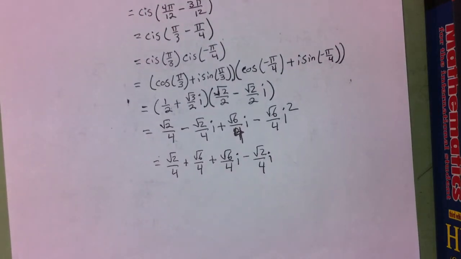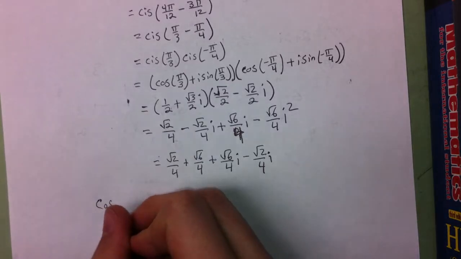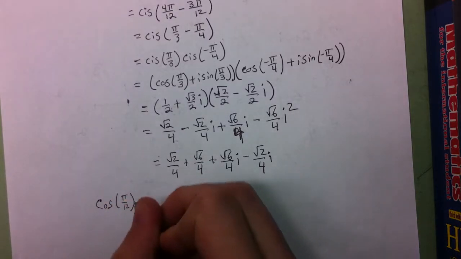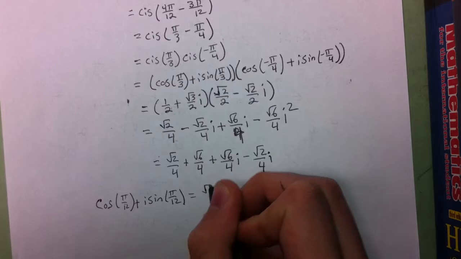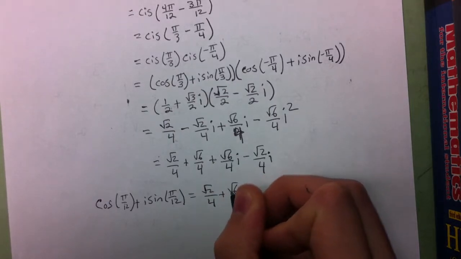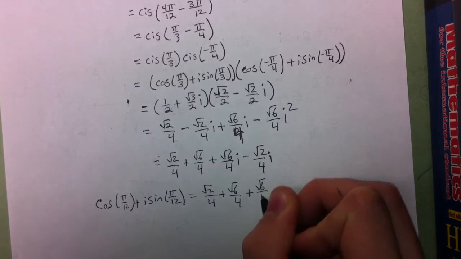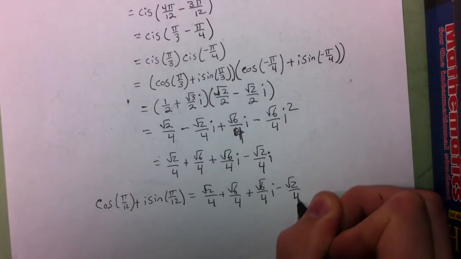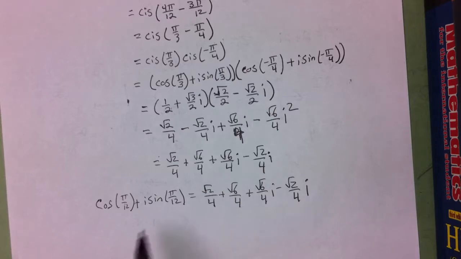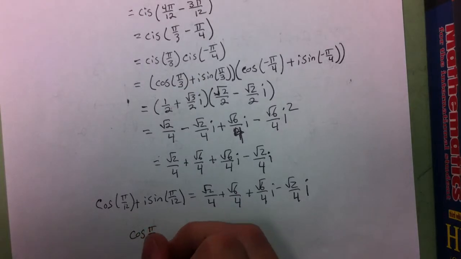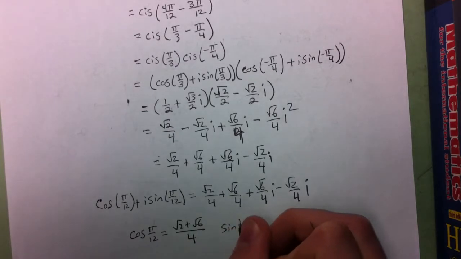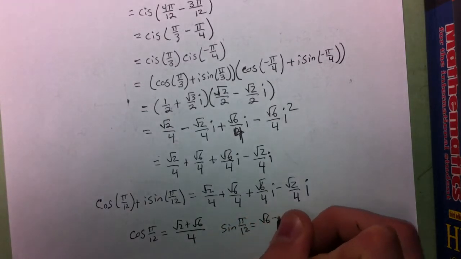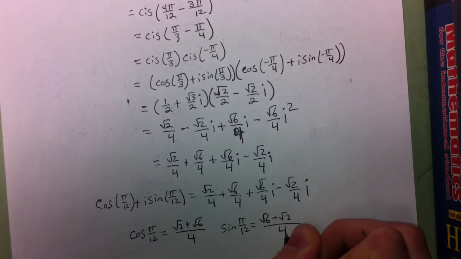Okay, so at this point we know that the cosine of pi over 12 plus i sine of pi over 12 equals root 2 over 4 plus root 6 over 4 plus root 6 over 4 i minus root 2 over 4 i. So what we can do is just equate the real and imaginary parts. Since these two have to be equal, we know that cosine of pi over 12 equals root 2 plus root 6 over 4, and sine of pi over 12 equals root 6 minus root 2 over 4.